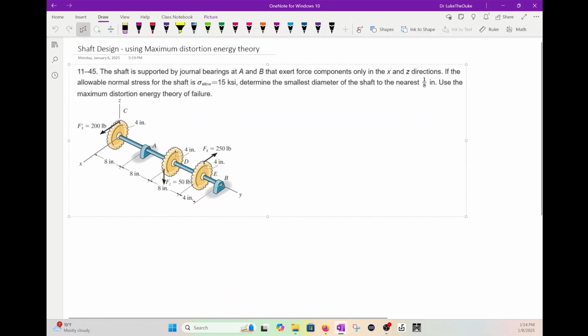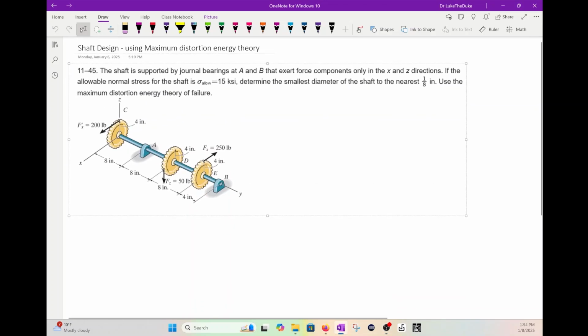All right, let's take a look at using the maximum distortion energy theory. So here, the shaft is supported by journal bearings at A and B that exert force components in the X and Z directions. If the allowable normal stress for the shaft is 15 ksi, determine the smallest diameter of the shaft to the nearest 1/8 inch.